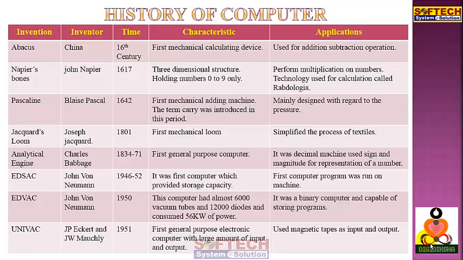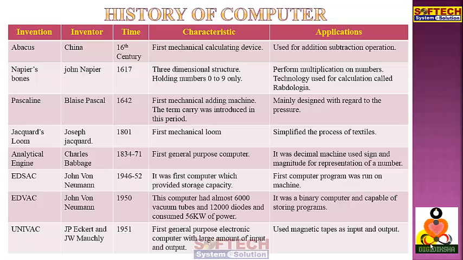Jacquard loom. The Jacquard loom was invented by Joseph Jacquard in 1801. It was the first mechanical loom, and it was used for the processing of textiles. Next one, the Analytical Engine. The Analytical Engine was invented by Charles Babbage, the father of our computer. It was the first general-purpose computer, because a computer understands only decimal and binary values. It cannot communicate in any other languages.